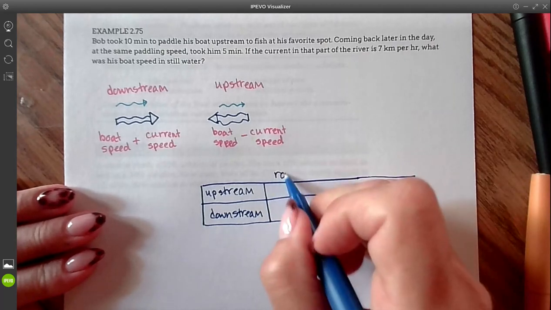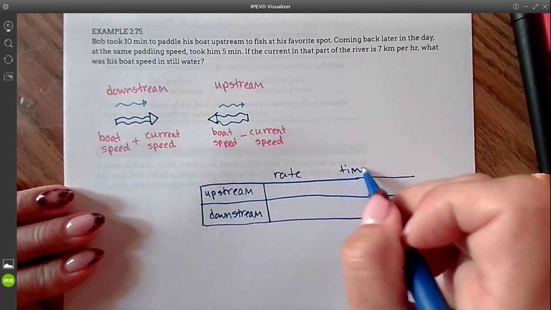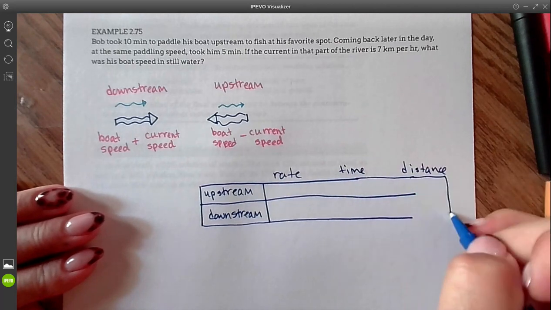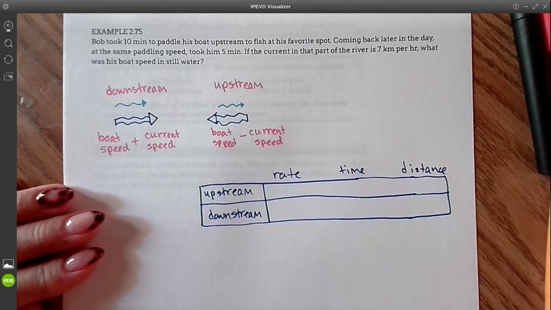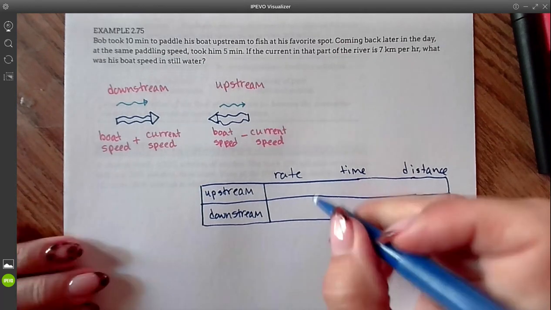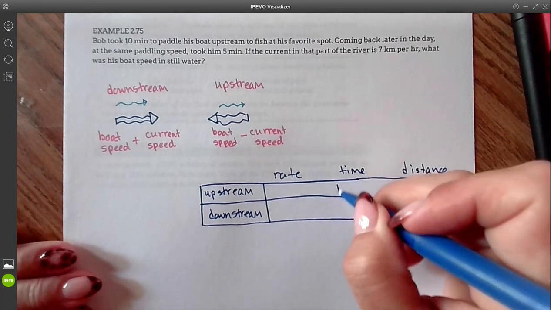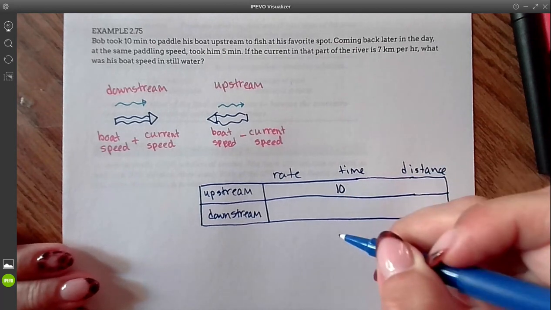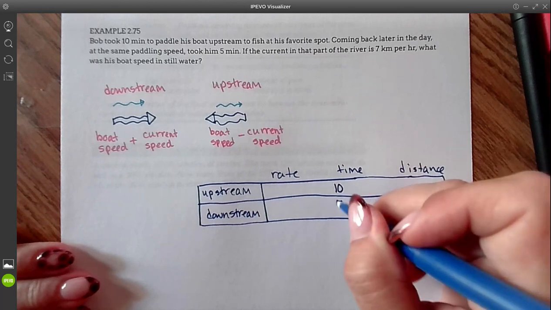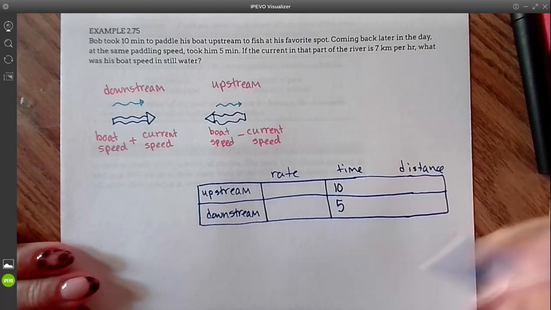We'll have a rate, a time, and a distance. Bob took 10 minutes to paddle his boat upstream to fish at his favorite spot. So when he's going upstream, his time is 10 minutes. Coming back later in the day at the same paddling speed took him 5 minutes. So when he's going downstream, it took him 5 minutes.